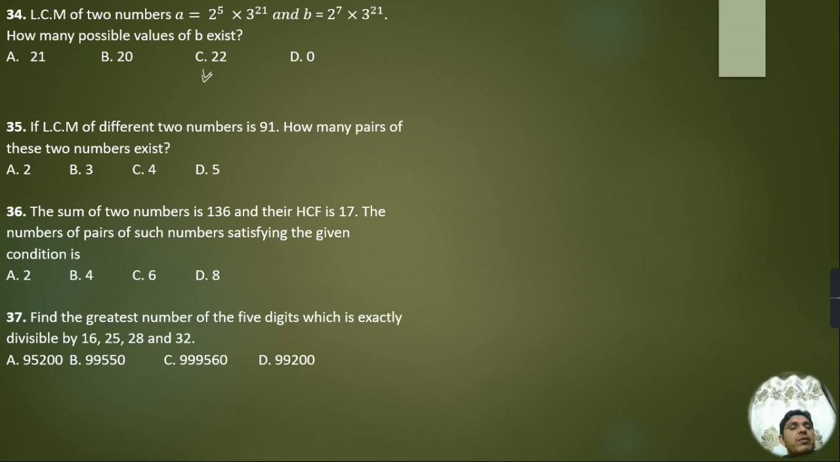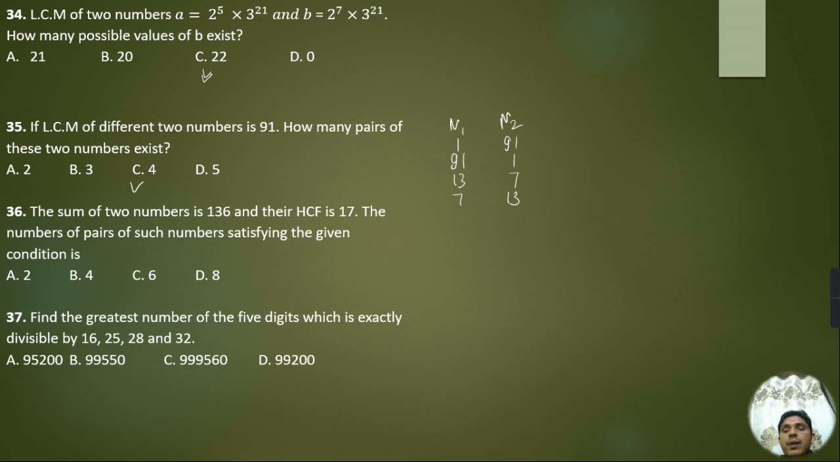The next question that we have is question number 35. If the LCM of two different numbers is 91, how many pairs of these two numbers exist? So the LCM of the two numbers is 91. The two numbers can be either 1 and 91, 91 and 1, 13 and 7, and 7 and 13. So the number of pairs that exist is 4.